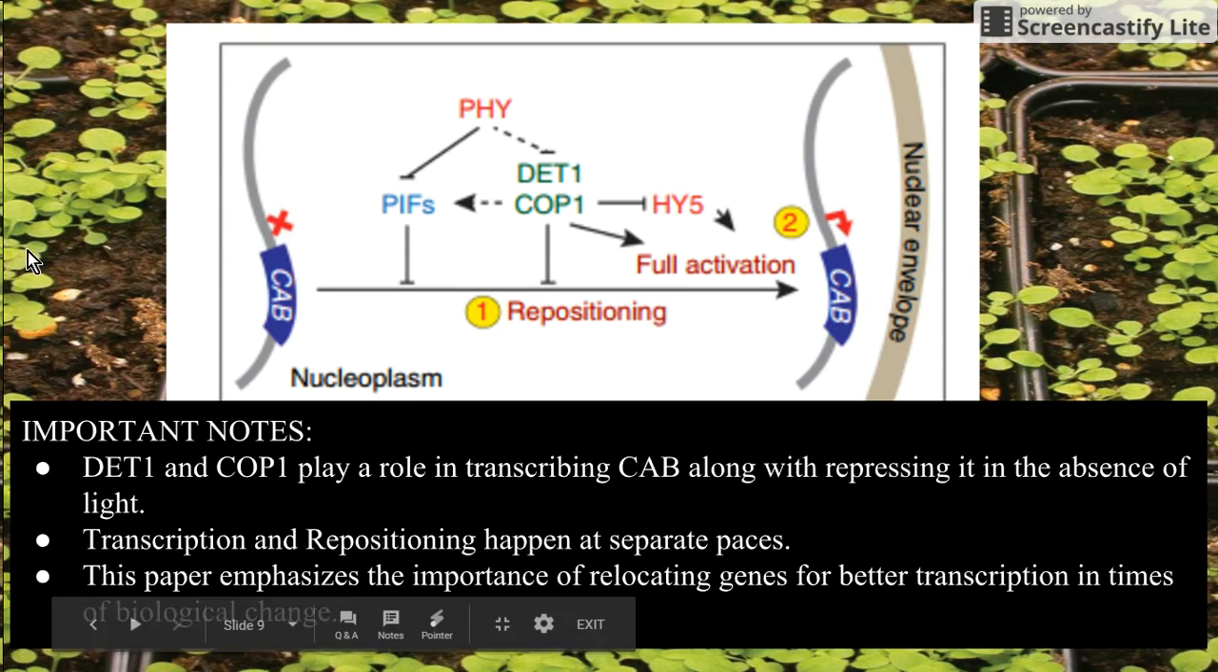And ultimately, they paint this picture of how the whole thing works. They have phytochrome at the top, and phytochrome repressed keeps all of these repressors in the way. Once it's activated, it lets go of its hands, and then these repressors let go of the CAB gene. It just naturally repositions itself to the edge of the nucleus, and it gets fully transcribed.